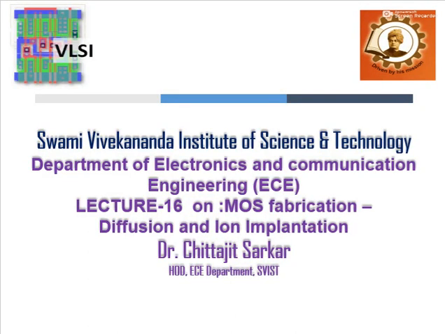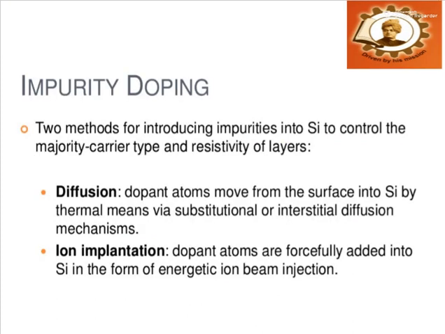So next process is our diffusion and ion implantation method. These two methods are basically used for our semiconductor doping process, or to change the semiconductor property from intrinsic to p-type or intrinsic to n-type material. So these two methods are just used for the doping process. The first one is diffusion.